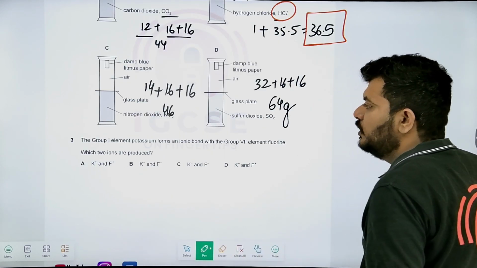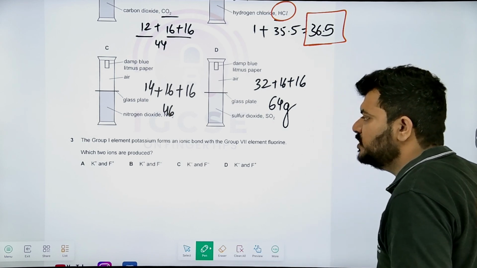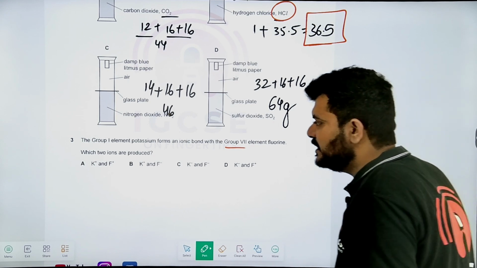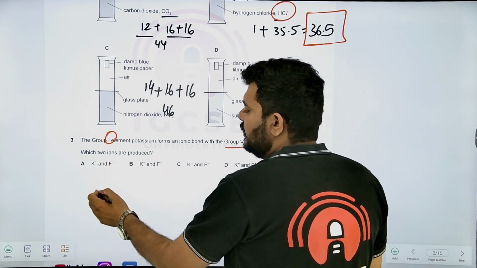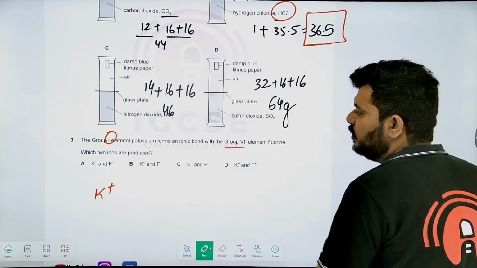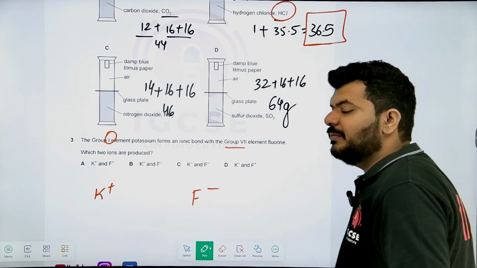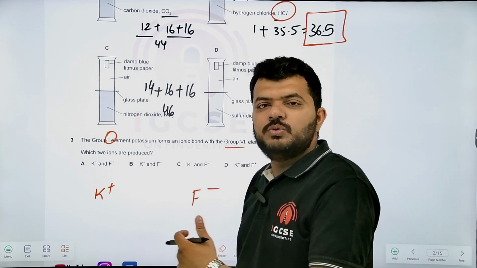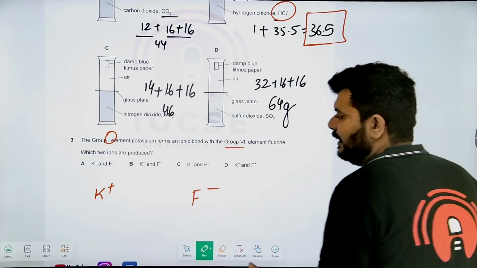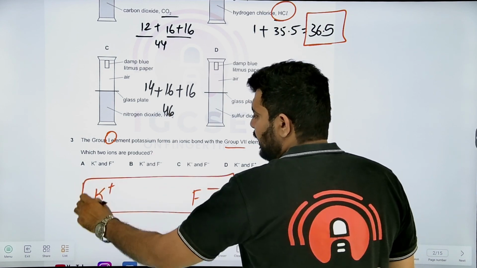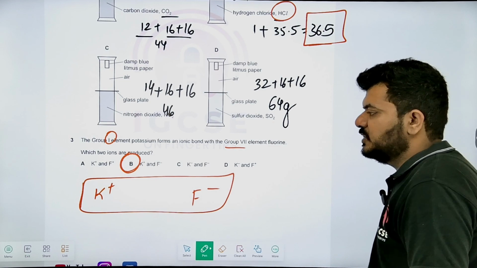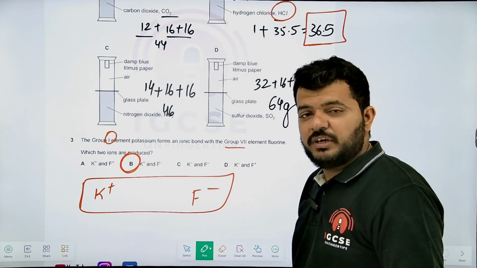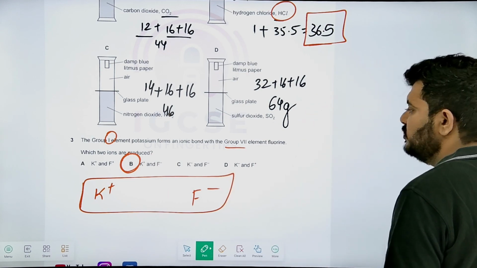We have group 1 element potassium forms an ionic bond with group 7 element fluorine. Which two ions are produced? So if they say group 1, then K should form a positive ion K plus, and group 7 fluorine should form a negative ion F minus, because both of them have 1 as their valency. But potassium wants to lose that electron, fluorine wants to gain that electron. So this is what it should look like, and I think B option agrees with us here, right? Here both are positive, here both are negative, and here the charges are misplaced. Potassium is shown as negative charge.